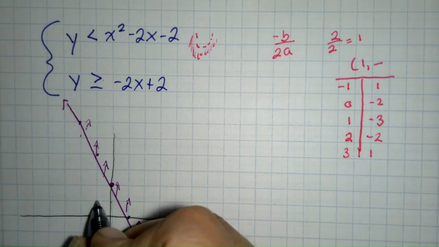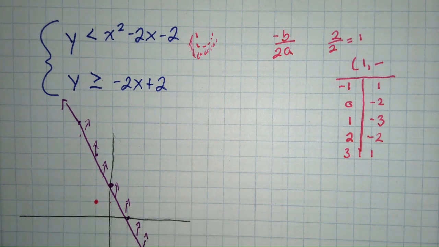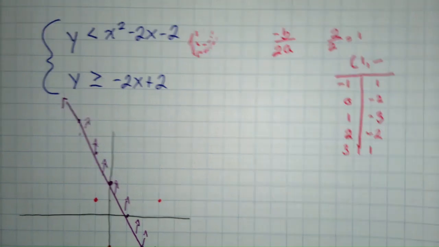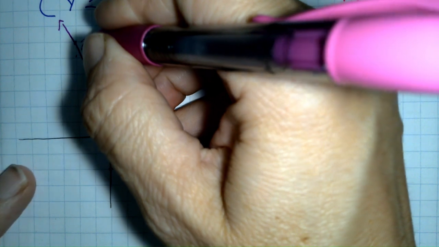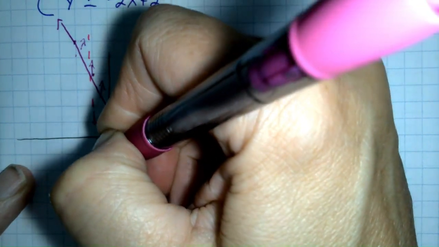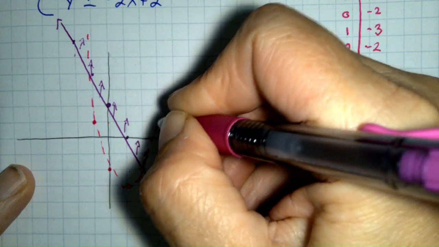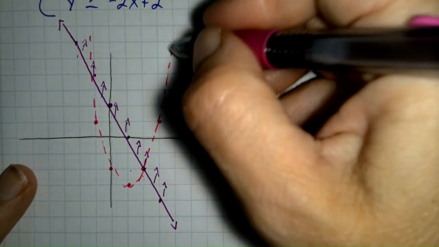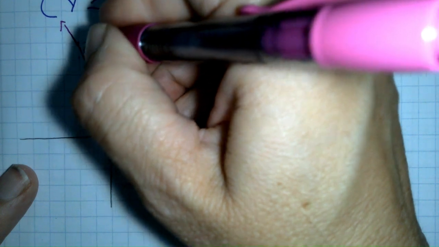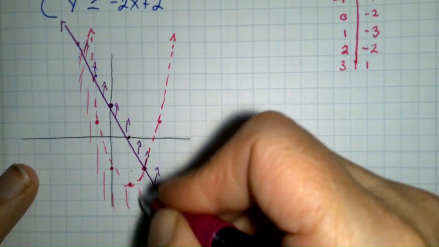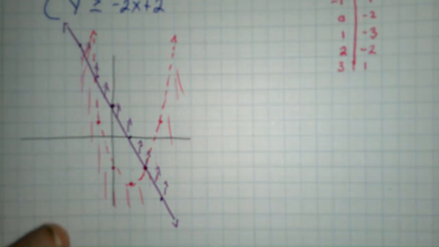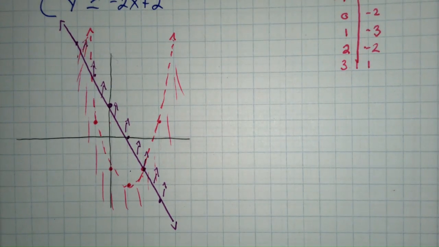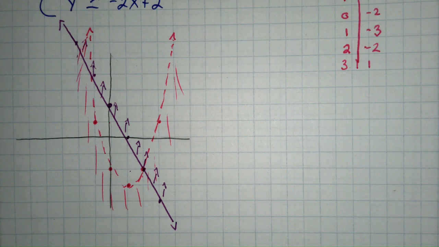Negative 1, 1. 0, negative 2. 1, negative 3. 2, negative 2. And 3, 1. I have those ordered pairs plotted. And we would be shading below, which means down. And what I noticed here is that the shading is actually overlapping in 2 separate sections.